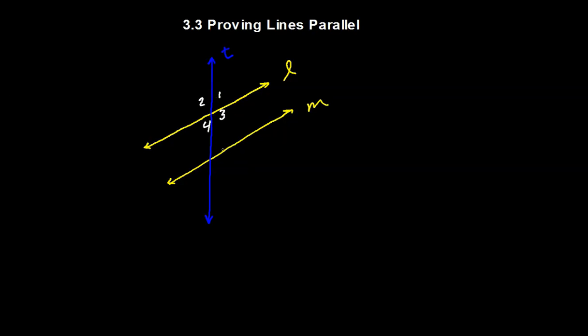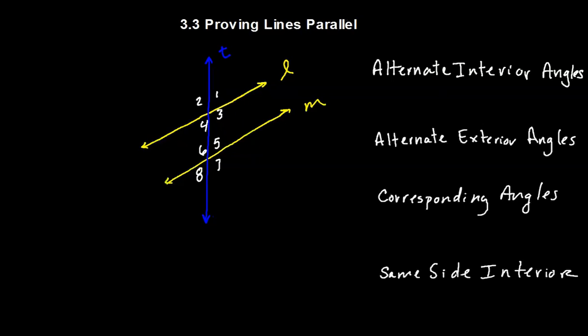Again, it doesn't matter what numbers I write down or what order I put them. I could have gone in another order. It doesn't matter. Just make sure you can label them so you understand which angles I'm talking about. Okay, and let me write down all the different angles that you're supposed to know from 3.2. So here are our four angles: alternate interior angles, alternate exterior, corresponding angles, same side interior. Let's start with alternate interior angles.